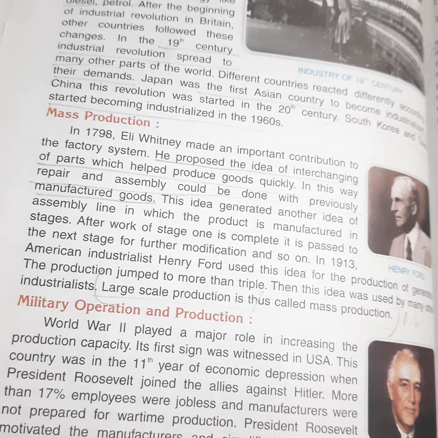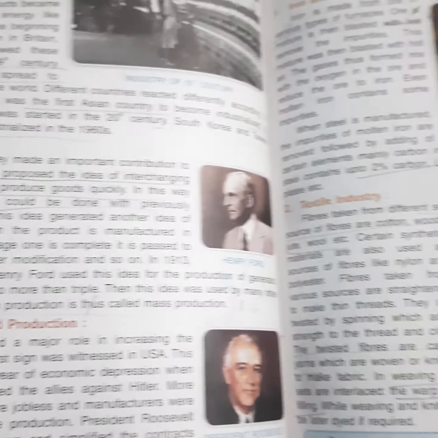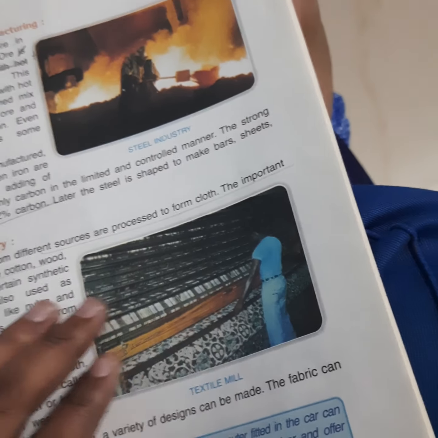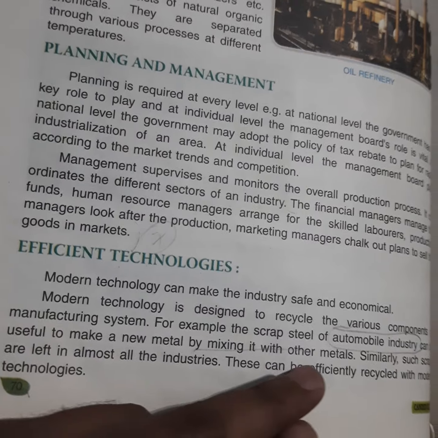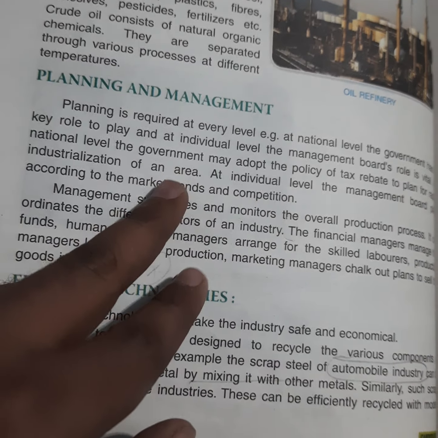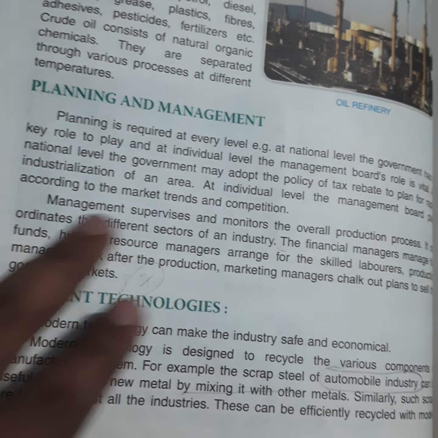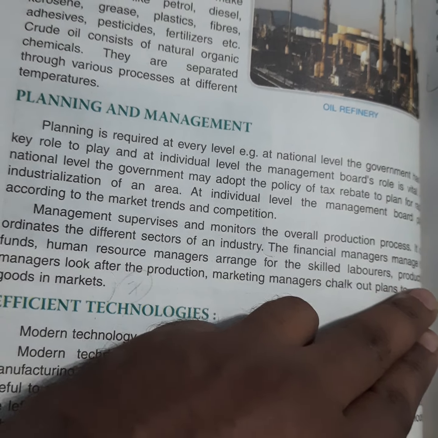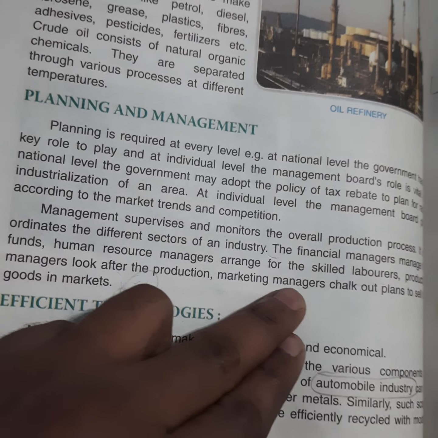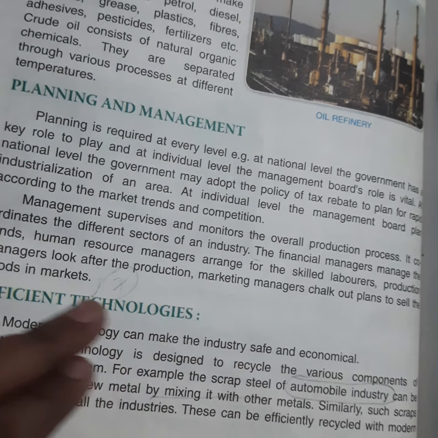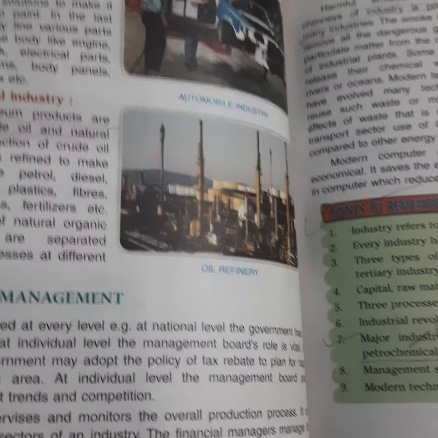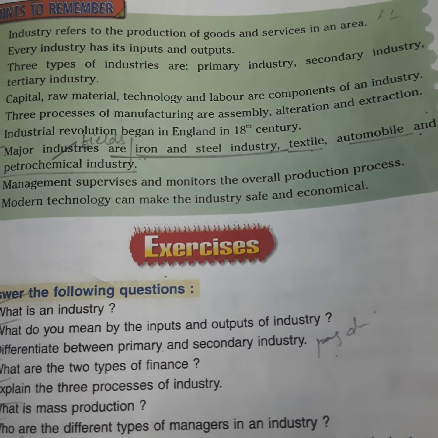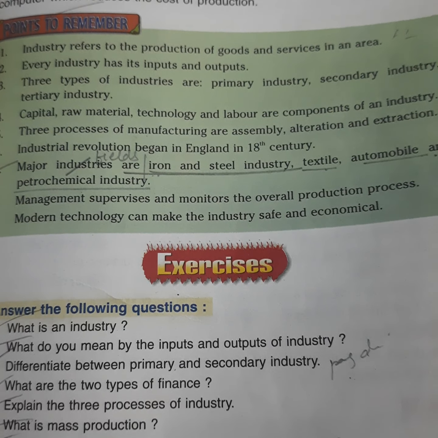And what are the managers which manage these industries? The financial managers manage the funds. Human resources managers arrange for the skilled laborers. Production managers look after the production. Marketing managers check out the plans to sell the goods in the market. That is all about industry management.